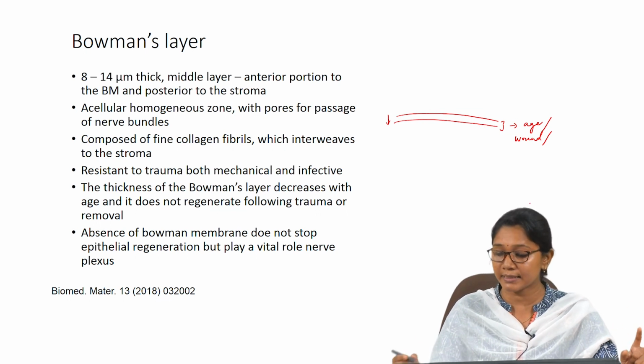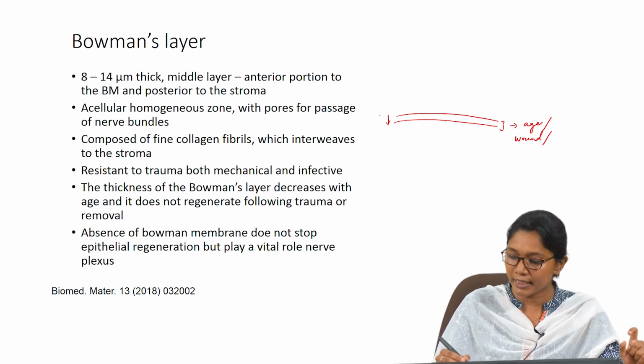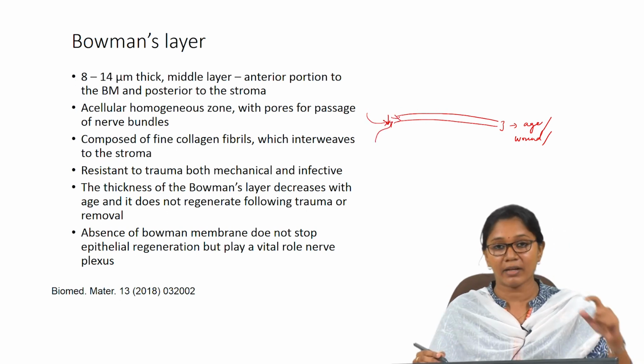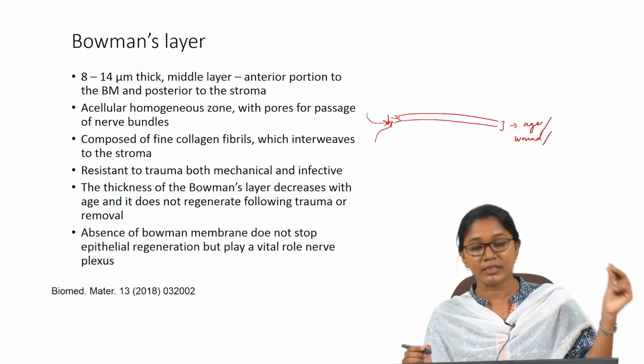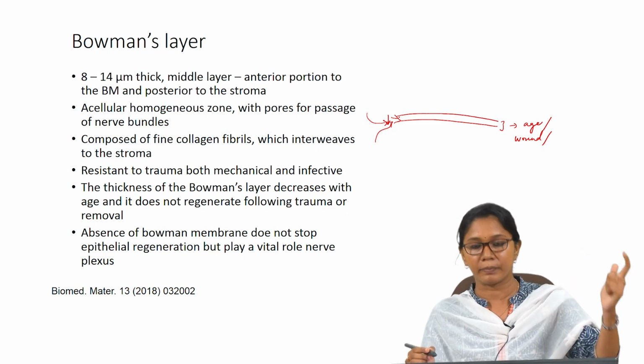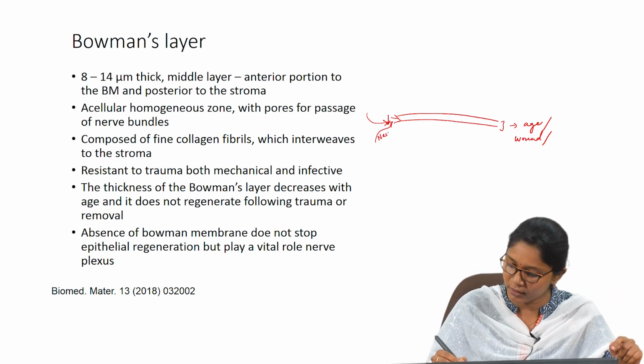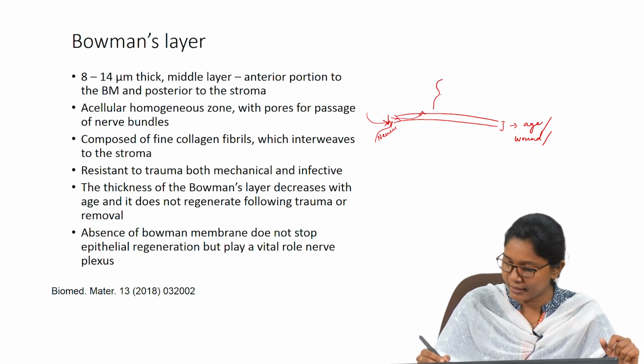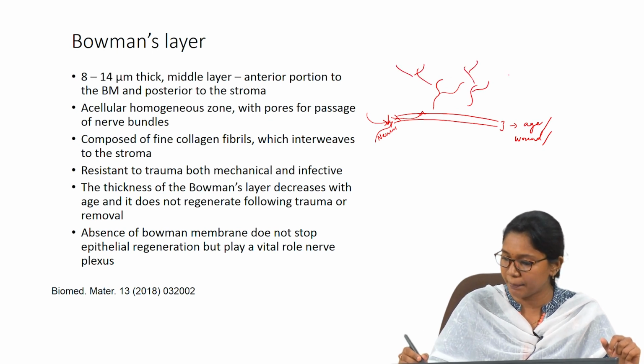But there is something else that the Bowman's layer is responsible for, that is the influx of nerve impulses. I have already mentioned that within this Bowman's region is where your nerves from the optic nerve enter the eye. So, from this the nerve enters, gets into smaller nerves and goes up to the epithelium.